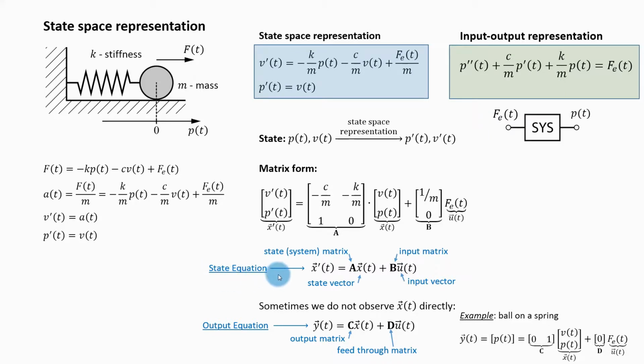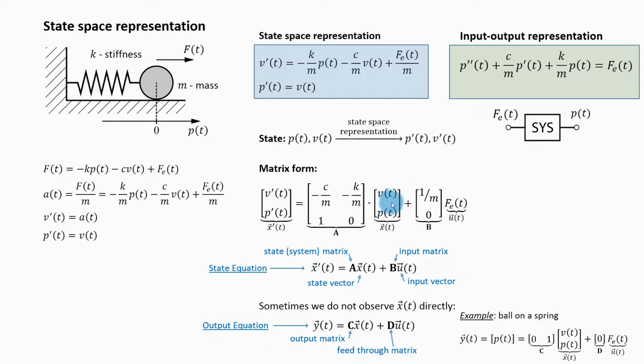Now, it often happens that we are able to describe the behavior of our system like this, but we do not actually observe all the state variables of the system. For example, in the case of this ball on a spring, you could have a camera and you could use its image to measure the position of the ball, but you would not have any gauge that would measure the velocity of the ball.